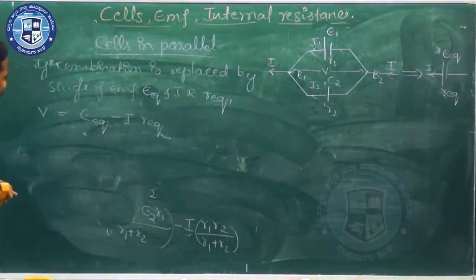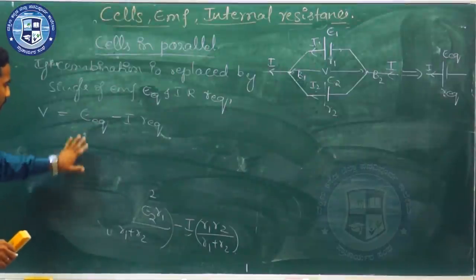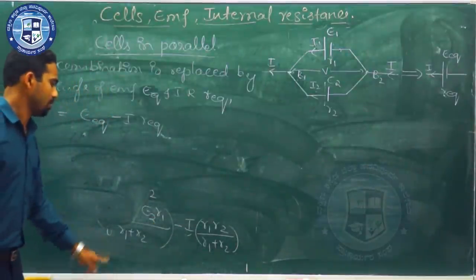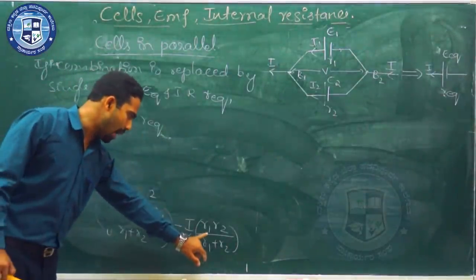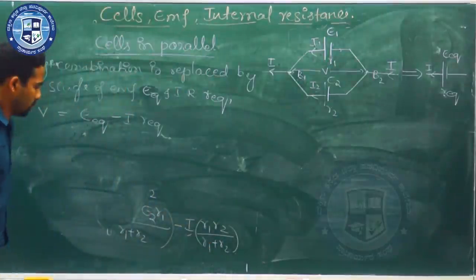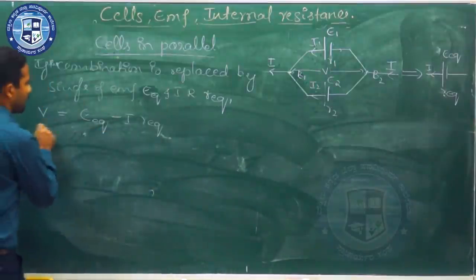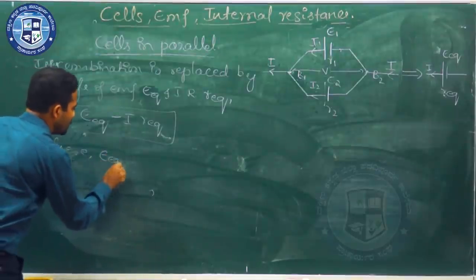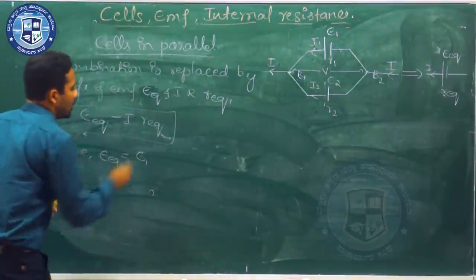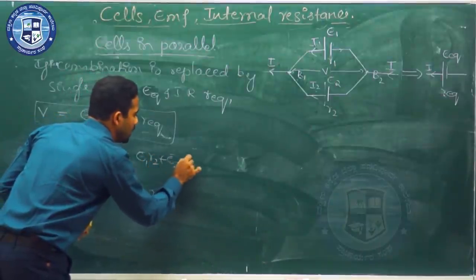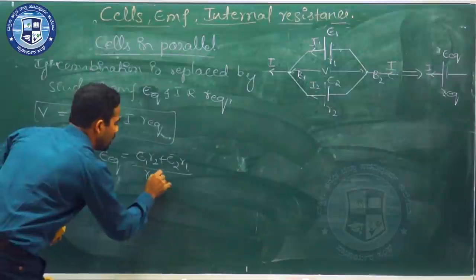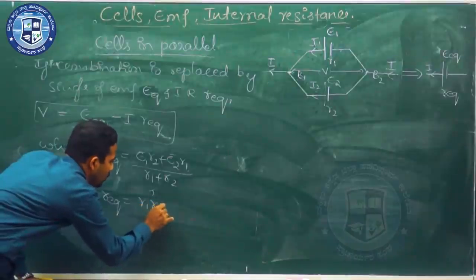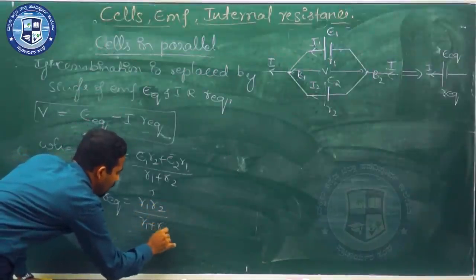Yes. Now, by comparing these two equations, in the place of E equivalent, here we have E1 R2 plus E2 R1 divided by R1 plus R2. In the place of R equivalent, here we have R1 R2 divided by R1 plus R2. Yes. So, E equivalent is equal to E1 R2 plus E2 R1 divided by R1 plus R2, and R equivalent is equal to R1 R2 divided by R1 plus R2.